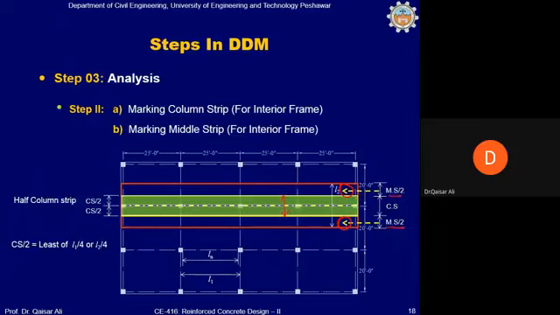Why do we need to divide the frame into column strip and middle strip? The reason being that the column strip would attract more bending moment because it contains columns along this line. So they are much stiffer than the remaining part of the slab. As you will see in the coming slides, once we calculate the overall bending moment, most of the bending moment will be taken by this column strip. So for this reason, column strip and middle strip marking is important.